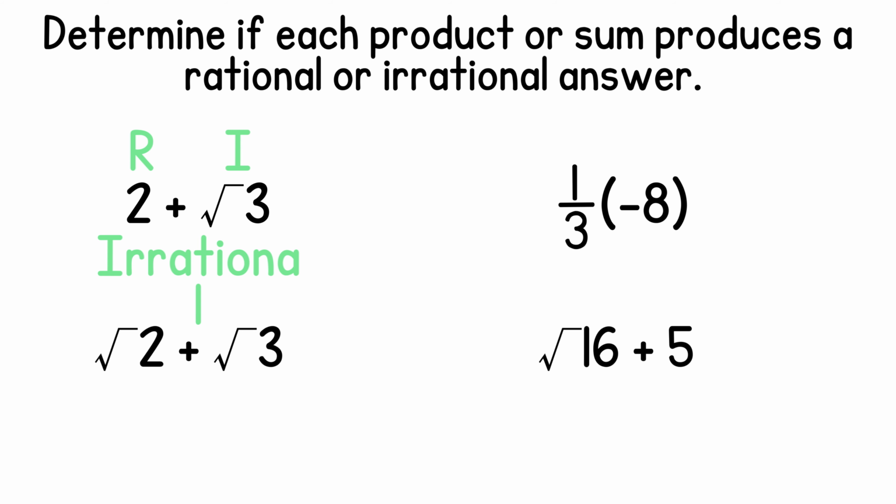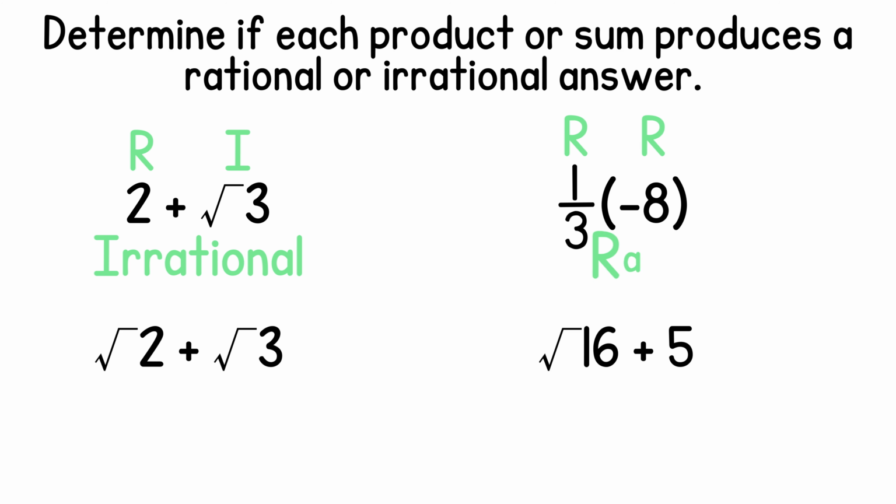Now let's look at 1/3 times negative 8. 1/3 is a rational number, and negative 8 is also rational. So if we multiply those together, the answer will be rational as well. Now let's look at radical 2 plus radical 3. 2 is not a perfect square, so this is irrational.